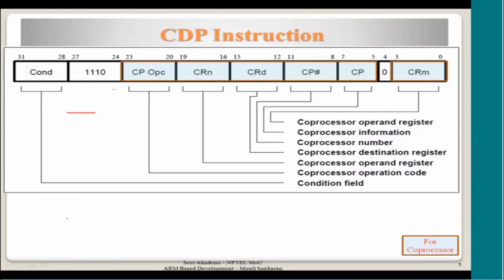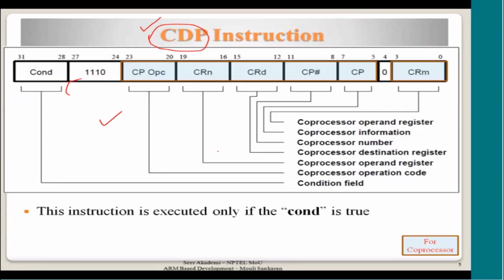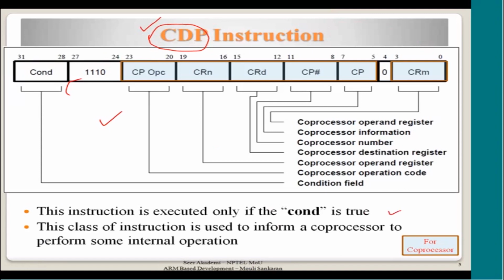Now, when the CDP instruction is seen, it is supposed to be handled by the coprocessor. Once some coprocessor takes this instruction, that means it responds back saying, no, I am going to take it up, and it doesn't have to wait, the ARM processor will carry on with the next instruction. Otherwise, it will do a busy wait. I will show you the example. The instruction is executed if the condition is true. The class of instruction is used to inform a coprocessor to perform some internal operation.